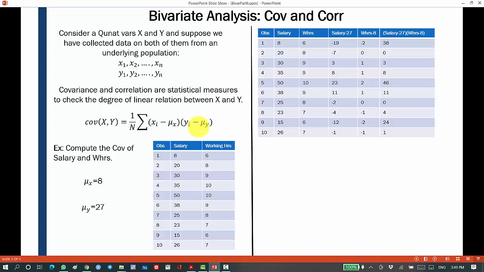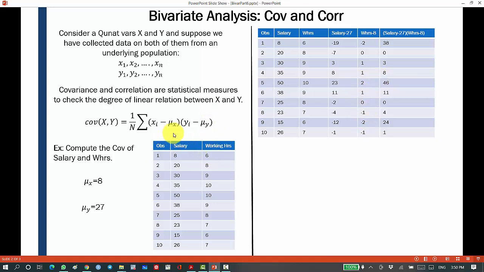In order to calculate the covariance, we need the difference of each observation on working hours minus the mean of working hours, and the difference of the salary minus the mean of the salary. That is, salary minus 27 and working hours minus 8. For instance, if we consider the salary column here and salary minus 27, 8 minus 27 is minus 19, 20 minus 27 is minus 7, 30 minus 27 is 3, and so on. Likewise, if we consider the column for working hours minus 8, 6 minus 8 is minus 2, 8 minus 8 is 0, and so on and so forth.